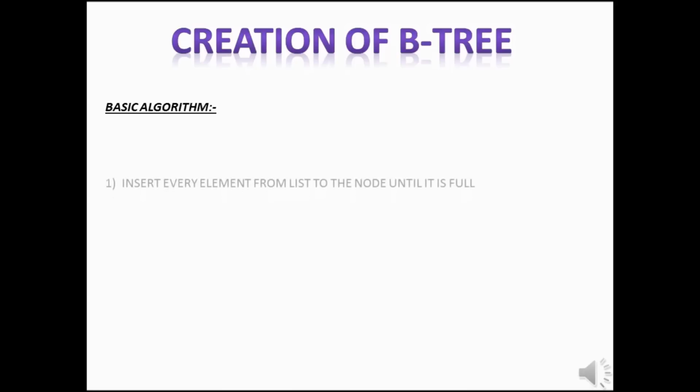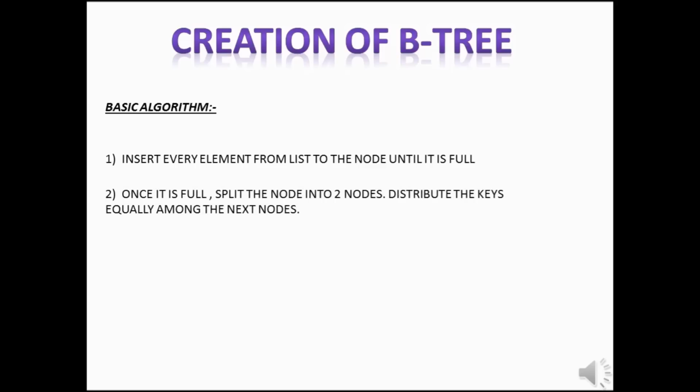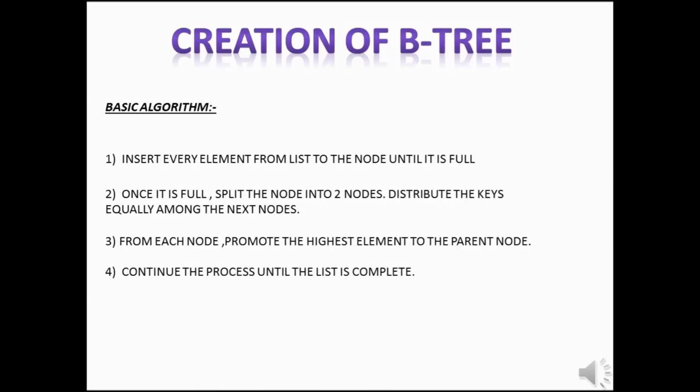Step 1. Insert every element from the list to the node until it is full. Step 2. Once it is full, split the node into two nodes and then distribute the keys equally among the next nodes. Step 3. From each node, promote the highest element to the parent node. And step 4. Continue the process until the list is complete.